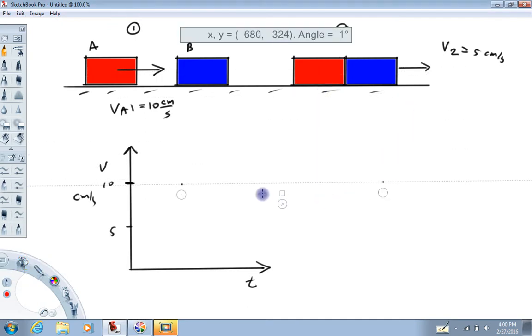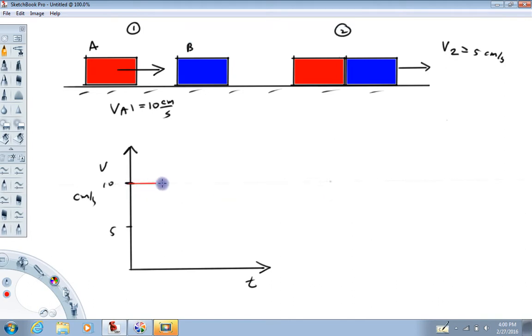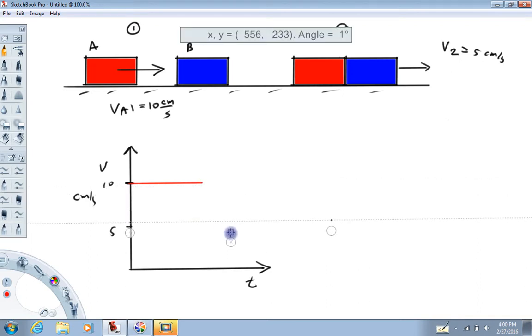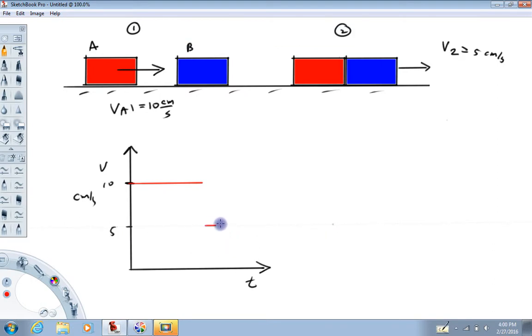So the red object would be moving along at pretty much constant velocity until it hits that blue mass. And once it hits the blue mass, now its velocity is going to be cut in half, very, very, very quickly. Something like maybe this. Now, this little time frame here would be very, very, very small.